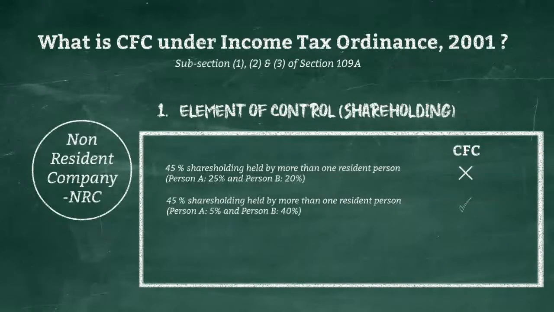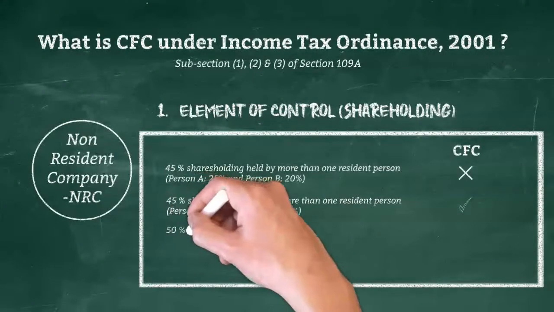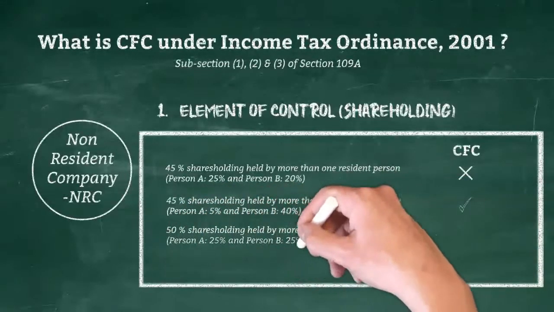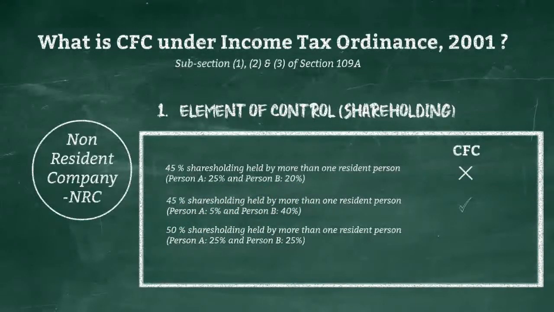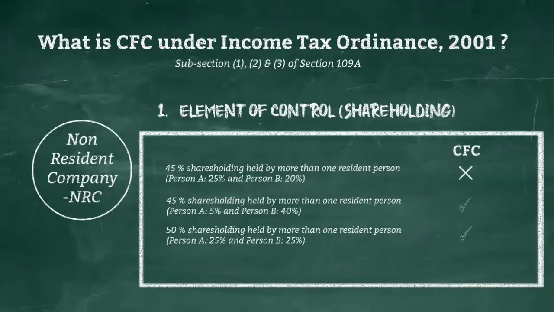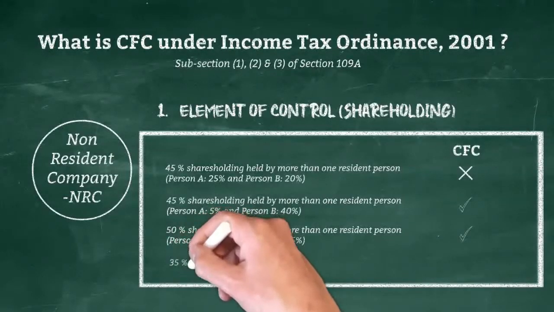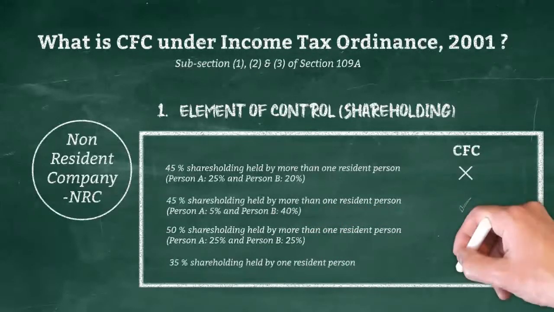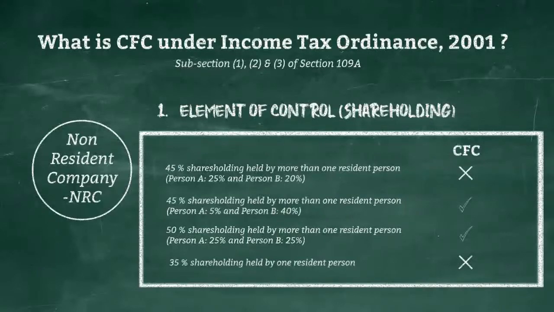Take another example, where A and B hold 25% each, a total of 50% holding in the non-resident company. It will constitute a CFC since 50% shareholding is held by one or more resident persons. A single person holding 35% control would not constitute a CFC, as it has to be at least 40% control to qualify as a CFC. This is how control thresholds are set to capture significantly controlled offshore companies by Pakistanis.